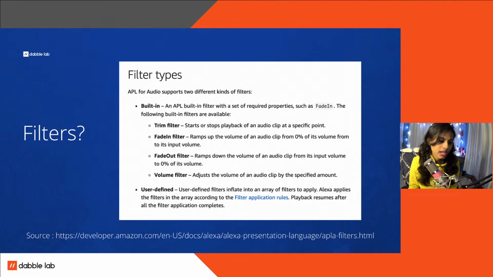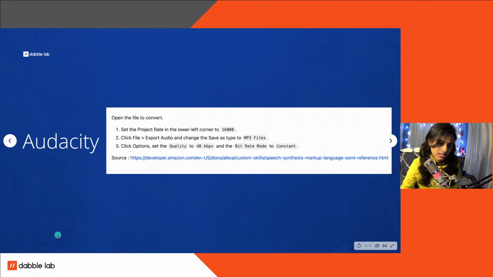You can see them, and this was taken from the official Amazon Alexa documentation. If you're more interested in it, you can visit this or just type in Alexa Presentation Language for audio, or just APL for audio, in Google. Or maybe I will just paste this link for you in the chat.